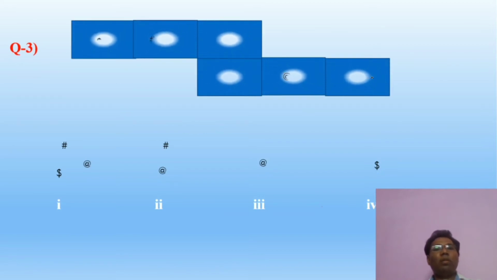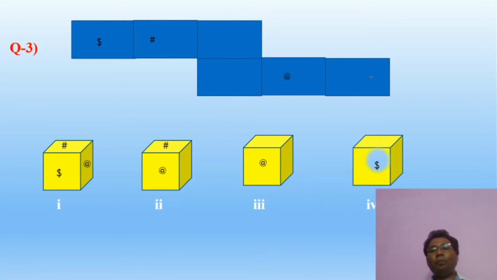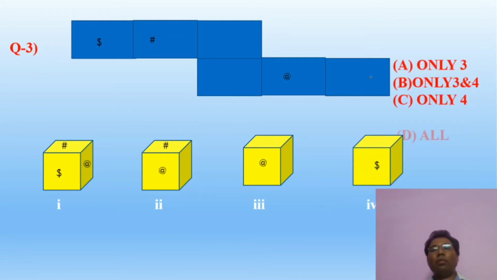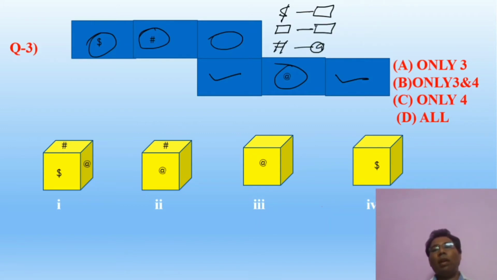Question number 3. This is the same as the previous one. And your options are. So opposite to this is this figure. And opposite to this figure is this figure, and opposite to hash is at the rate. So opposite to dollar is a blank figure, opposite to blank is this blank, and opposite to hash is at the rate. So our dice is solved.